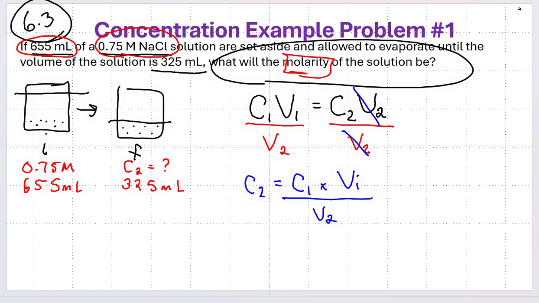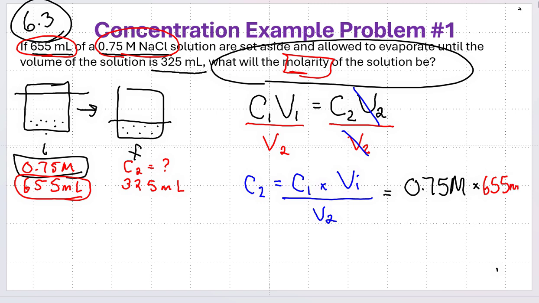So now we just plug in our variables, and we have concentration 1 was 0.75 molar. That's there. And our volume 1 is 655 milliliters. And then we're going to divide by our volume 2, which is 325 milliliters.